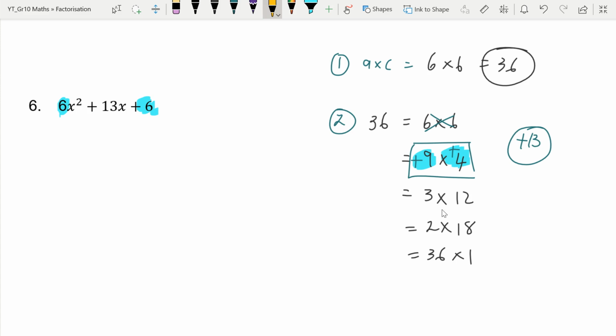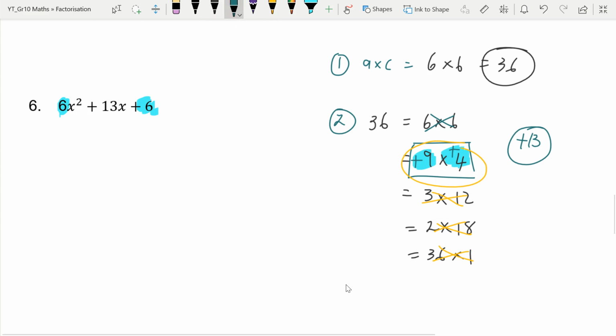So how can we use 3 and 12 to get to 13? That's never going to work. 2 and 18, it's not going to work. No matter how we add or subtract them, it's never going to get us to 13. And that's also definitely not going to work. It's too big.